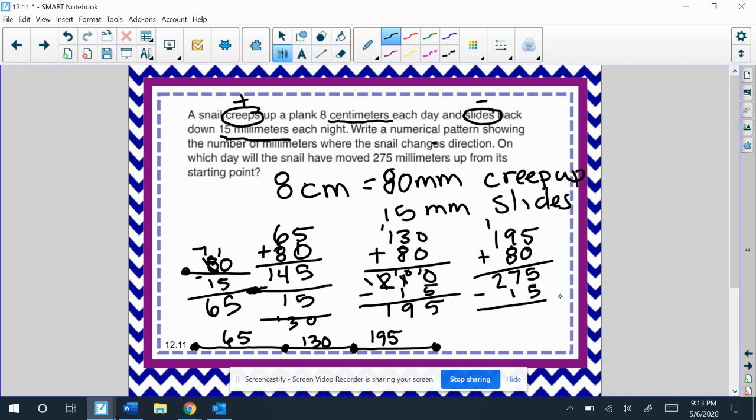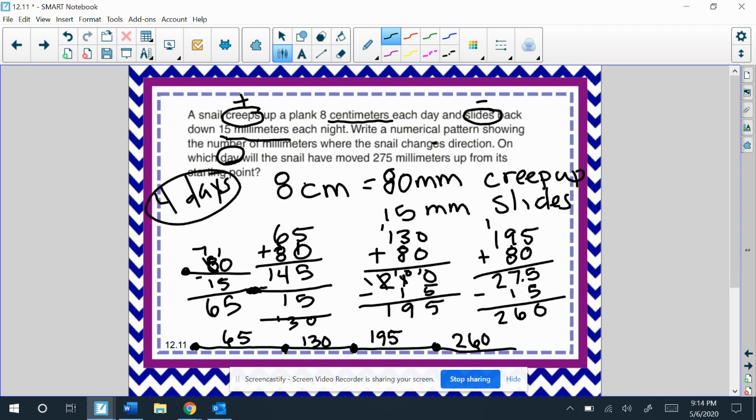Well, if he had stopped before night, he would have made it. If he stopped after the night, he had not made it. So, depending on what you're thinking, we need to figure out, is it the day or the night? Because if it's night, he's not there yet. But if it was the day, then yes, he made it. Let's see. On which day? Right there, it says day. So let's count the days that he made it to 275. 1, 2, 3, 4. 4 days.